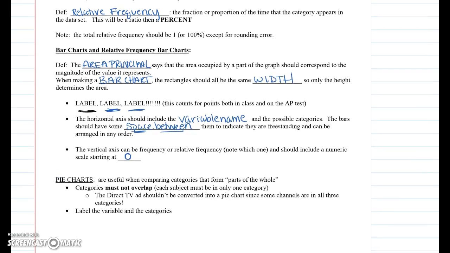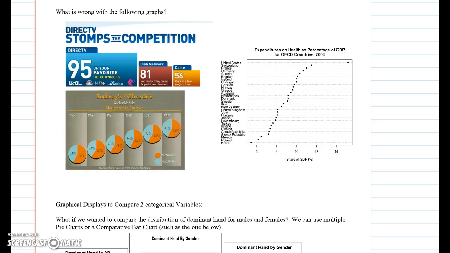We're not really going to do that. Just know that if you're doing a pie chart, you cannot have categories that overlap. We're going to look here at a couple different graphs. I want you just to take a second and look to see if you can figure out anything that's wrong with these graphs. So hopefully you paused it.